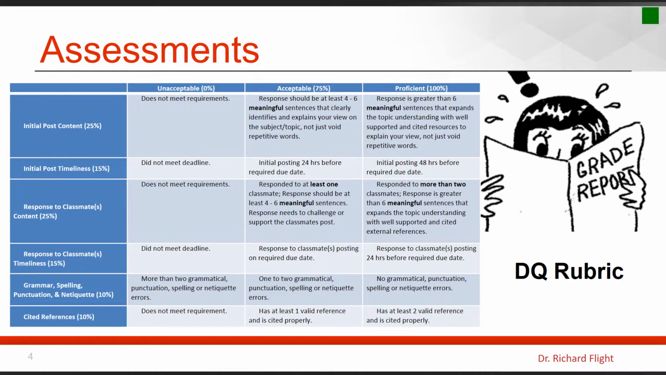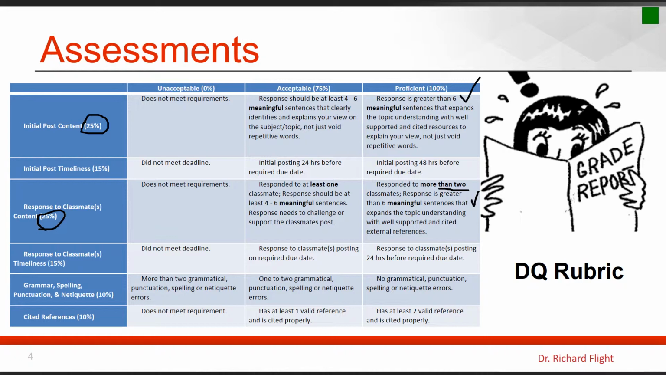As I read your responses, as I read your initial posts, and I look at the timestamps and things of that nature, make sure you understand your initial post is worth 25% of the overall discussion question rubric. Your response to classmates is worth 25%. So this includes meaningful sentences, not just weak sentences, but meaningful sentences that expand and develop the point of view and the topic. All right, we need more than 2 classmates. So 3 or more, so more than 2 classmates for full credit.